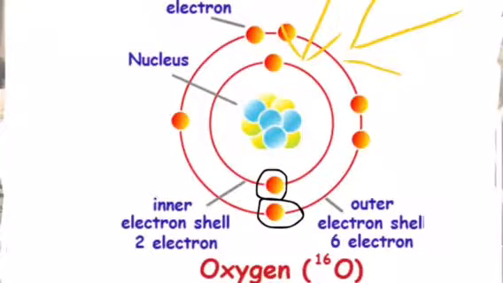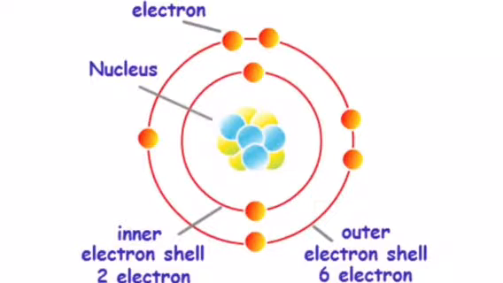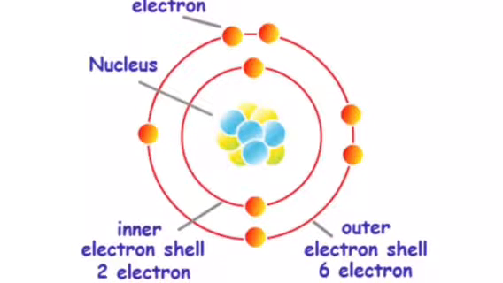Oxygen's atomic number is 8. The Bohr model of oxygen has 2 energy levels. There are 2 electrons on the first energy level and 6 electrons on the second energy level. The electrons orbit the nucleus by traveling on orbitals inside the energy levels.